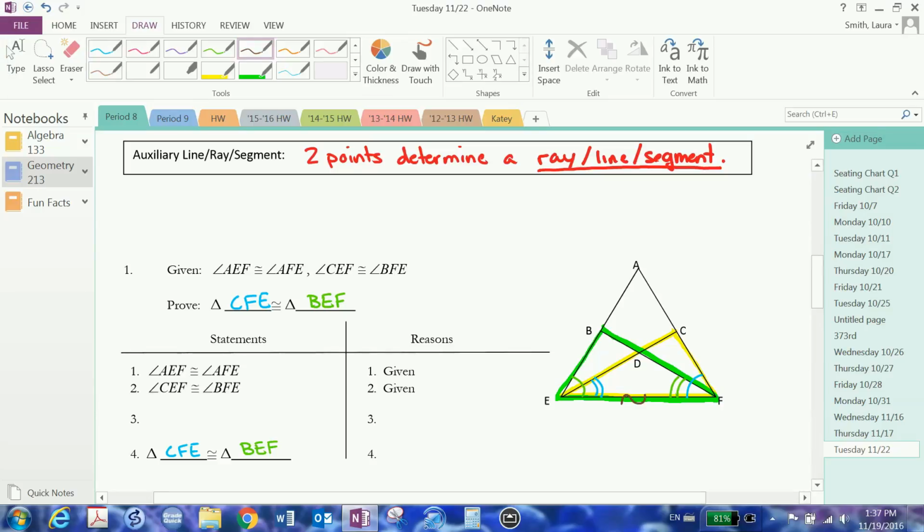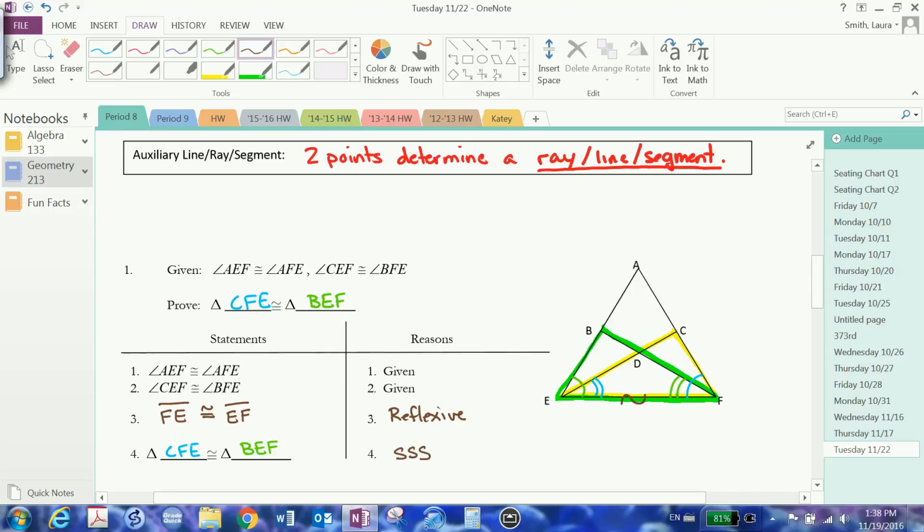Now be careful in how you name that reflexive side. Remember to watch your correspondence. That's side EF in the blue triangle, or sorry, that's side FE in the blue triangle. And in the green triangle, that's EF. You see it? FE, EF. Right? See the correspondence? Okay. This is reflexive. And the reason is side, side, side.